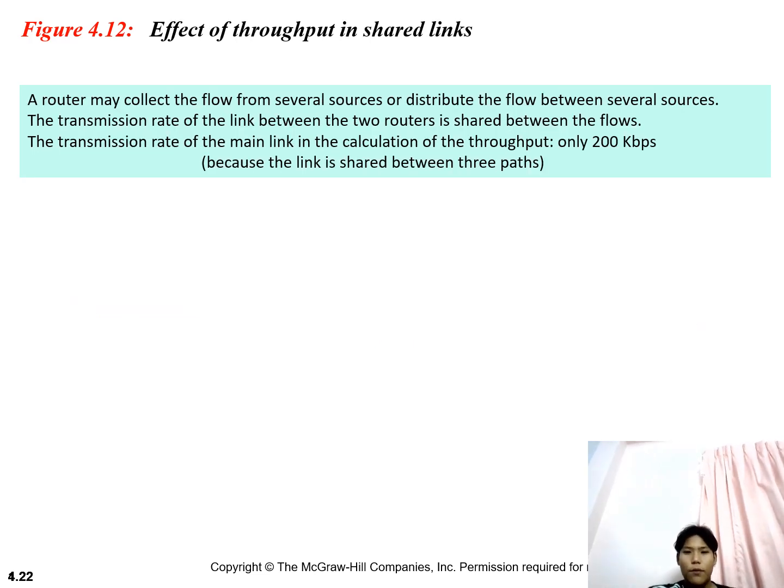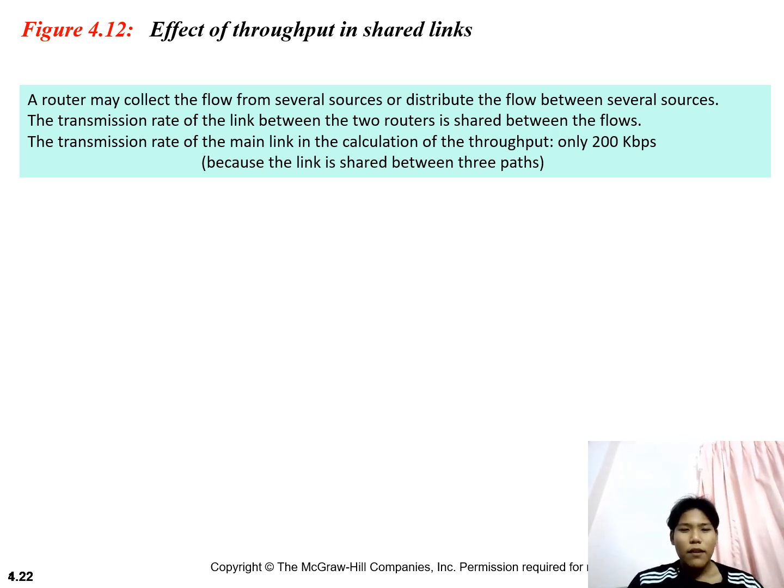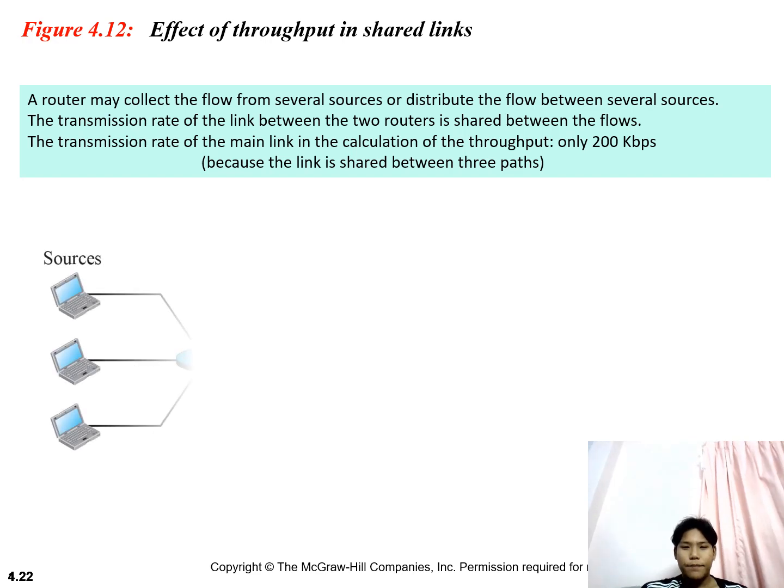Effect of throughput in shared links. A router may collect the flow from several sources or distribute the flow between several sources. The transmission rate of the link between the two routers is shared between the flows. In the calculation of the throughput, the transmission rate of the main link is only 200 kilobytes because the link is shared between three paths.